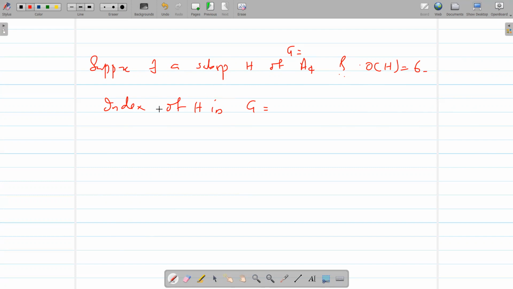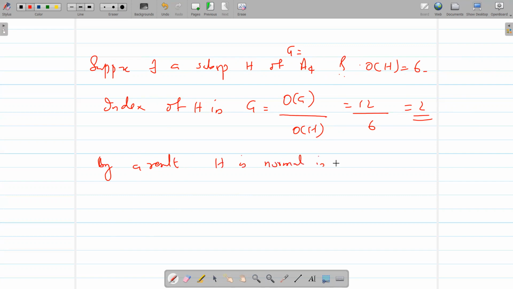Lagrange's theorem പ്രൂഫിനകത്ത് ഇൻഡെക്സ് ഓഫ് H ഇൻ G കണ്ടുപിടിക്കാനുള്ള ഒരു ഫോർമുല നമ്മൾ പഠിച്ചിരുന്നു. അതായത് ഇൻഡെക്സ് ഓഫ് H ഇൻ G എന്ന് പറഞ്ഞാൽ ടോട്ടൽ നമ്പർ ഓഫ് റൈറ്റ് കോസെറ്റ്സ് ഓഫ് H ഇൻ G, that is order of G divided by order of H. Order of G is 12 divided by 6, that is equal to 2. So by our previous problem, index of H in G 2 ആയതുകൊണ്ട്, so by a result, H is normal in G.